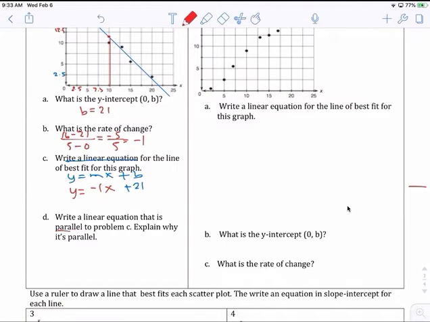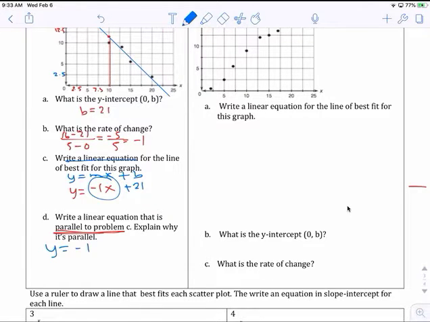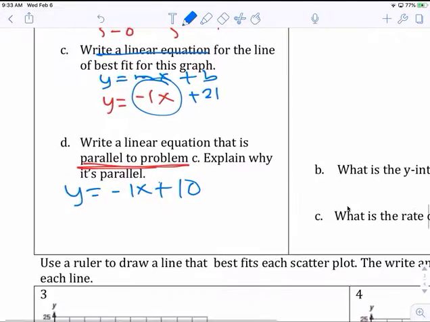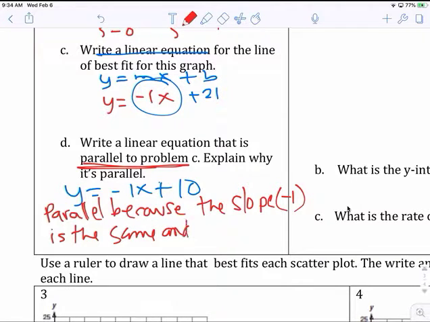Okay, write a linear equation that's parallel. Parallel means no solution. Y equals, so this rate of change has to be the same, and the y-intercept can be anything we want, plus 10. Explain why it's parallel. Parallel because that means it has no solution, because the rate of change, what we call slope, of negative 1 is the same, and the y-intercept of 10 and 21 are different. Okay?